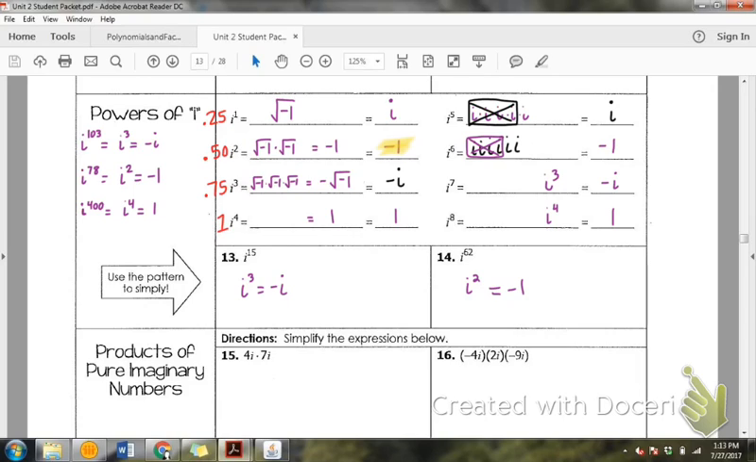Anybody else get 1? Okay, is this helping a little bit more now that we've done a few more? We're going to do some more practice. I would make yourself a note at the top and say, always divide the exponent by 4. And then you have your 0.25, 0.5, 0.75, etc. All right, let's go ahead and simplify some in 15 and 16.